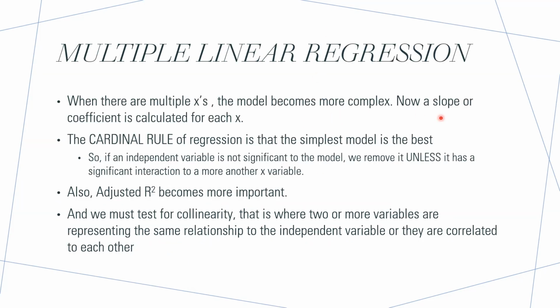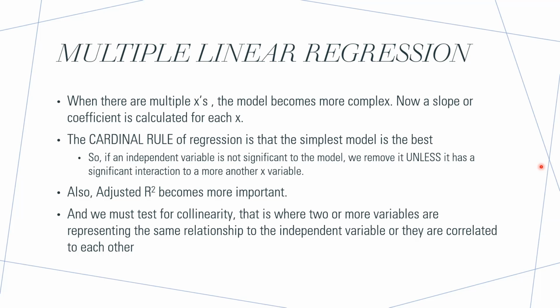Multiple linear regression involves more than one independent variable tested against a dependent variable. Now we have a coefficient for each x variable. This becomes a little more complex, as a single two-dimensional plot cannot represent this relationship. The cardinal rule of regression is that the simplest model is the best. So now if we have multiple x's, they may not all be significant.